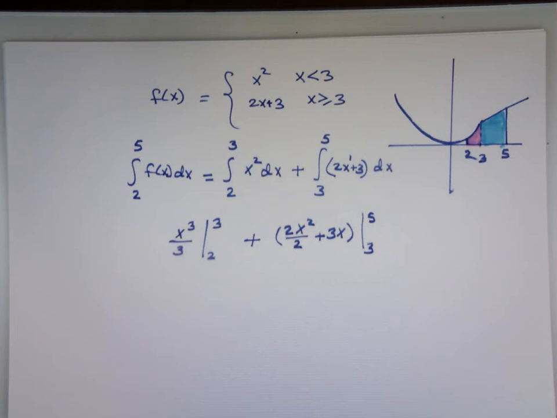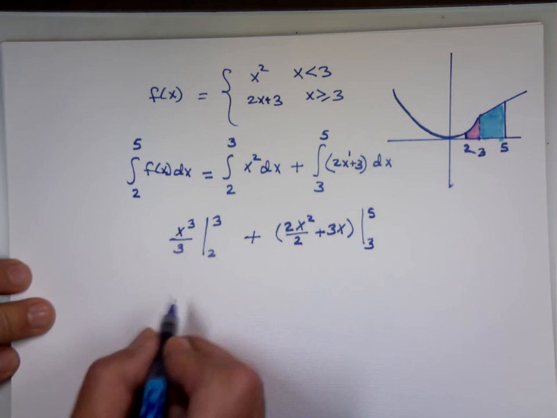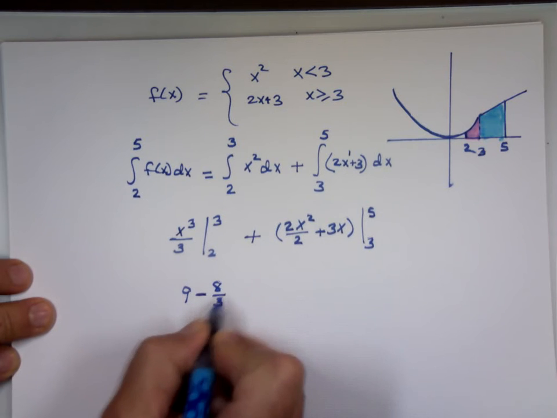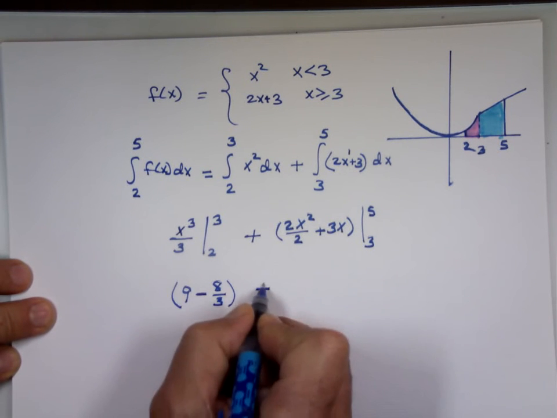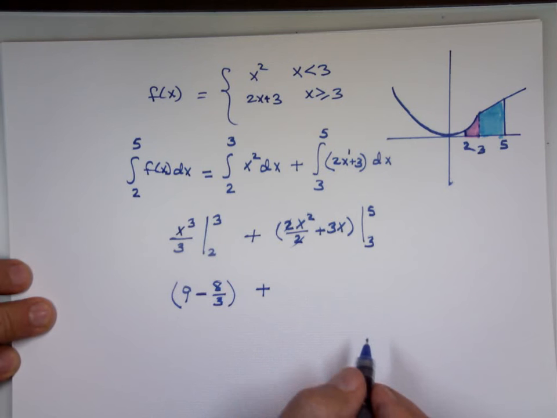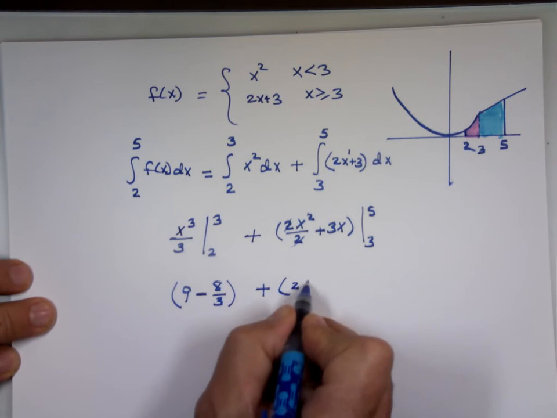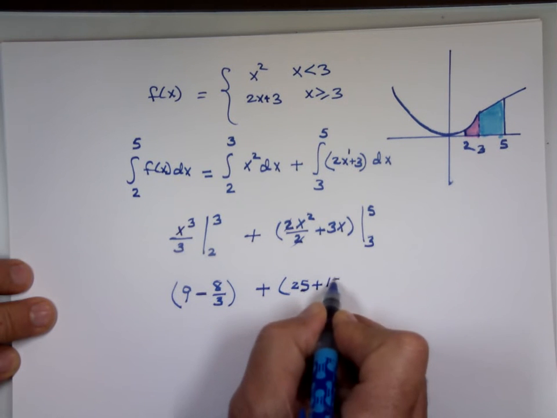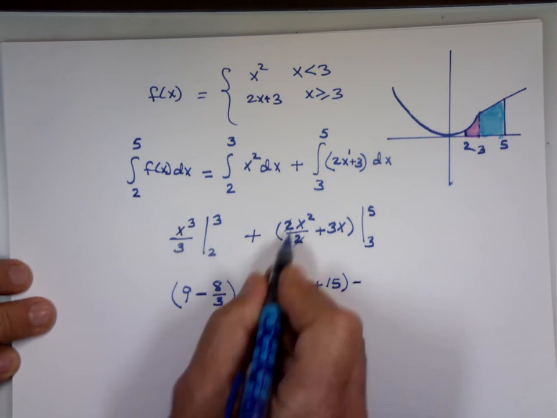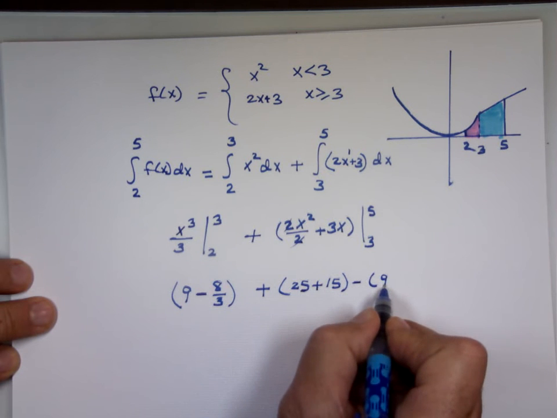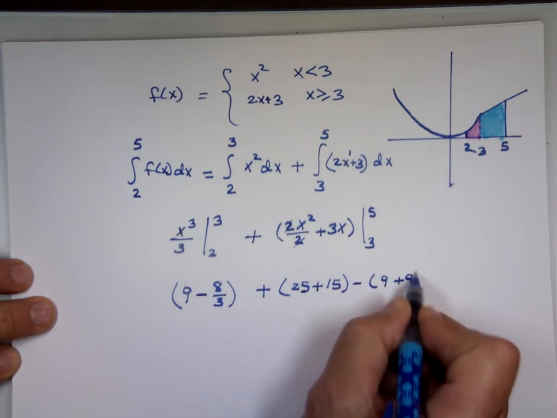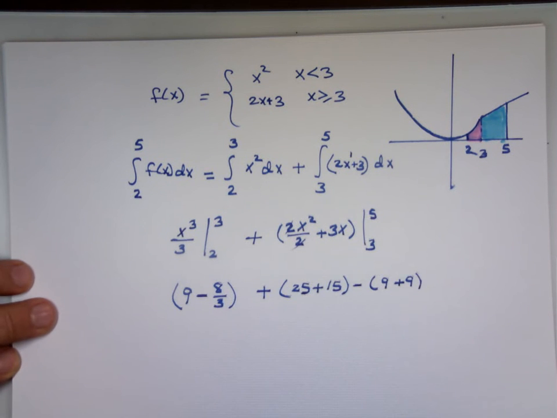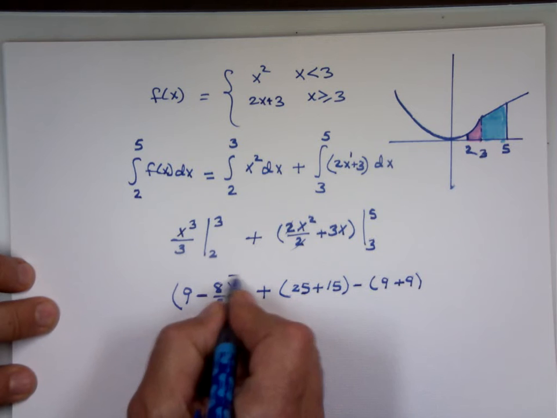The 2's cancel each other out. So that will give me what? 9 minus 8 over 3 plus, the 2's cancel, 25 plus 3 times 5, 15, minus, when x is 3, that will be 9 plus 9. The value of this at 5 minus the value of this at 3. So this is the first one. This is the second one.